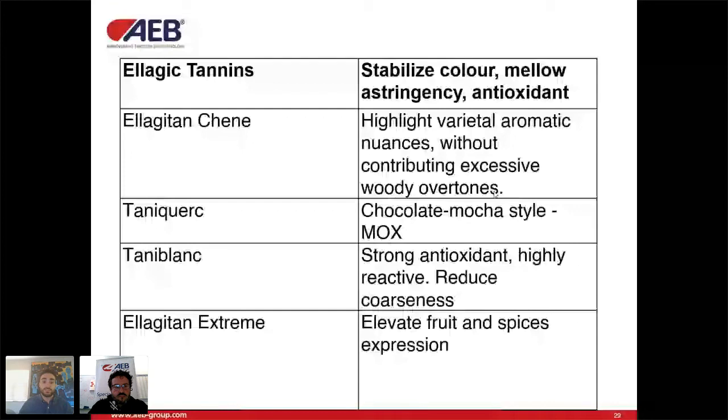The Ellagitan Extreme instead protects from oxidation and reduces the structure, the harshness of the green tannins that you can have at the end of fermentation or at the end of extended maceration, giving to the wine also some spice expression, while the Tanniker and Tanny Blanc are very antioxidant, and the Tanniker is especially for giving this chocolate sensation, and is also very recommended to use with micro-oxygenation.